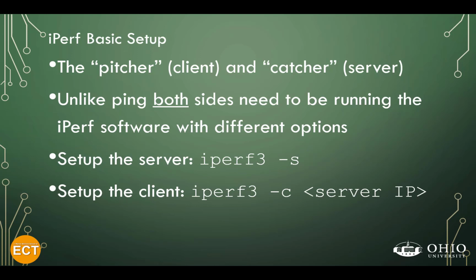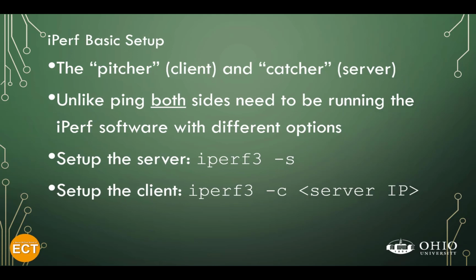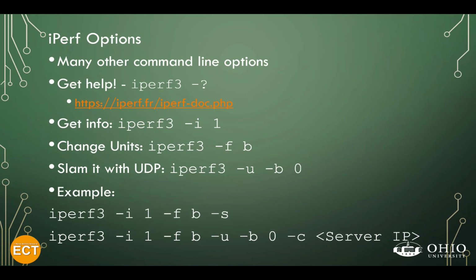The client gets set up with the -c option, and then you give it the IP address of your server, and it'll immediately start throwing packets at the other side. After the test is over, it'll throw out some results for you. Now, there are a lot of assumptions in here. How long is the basic test? That kind of stuff. There are a lot of options that we can set up that are really useful to understand and get a little bit more information out of what's going on, because there are many other command line options.